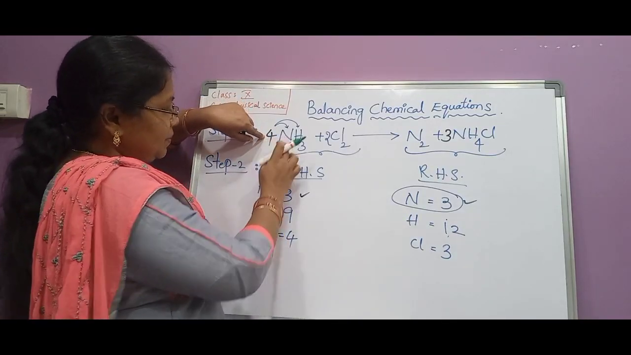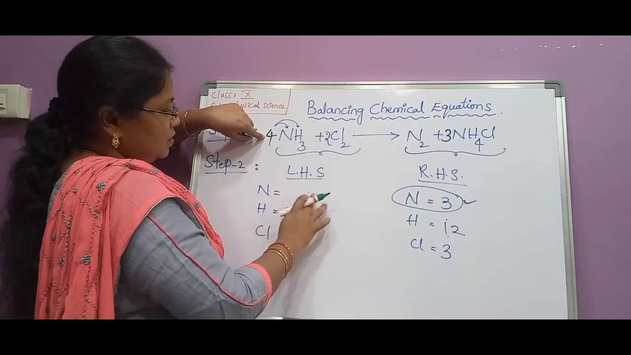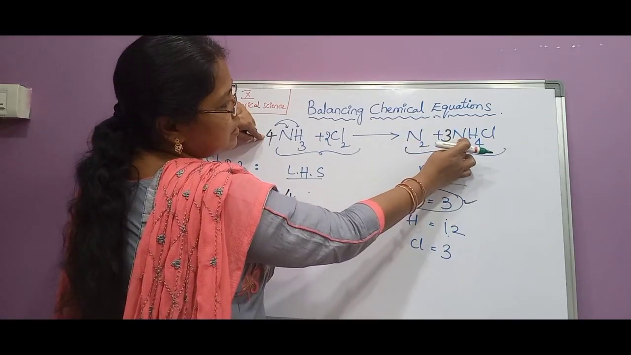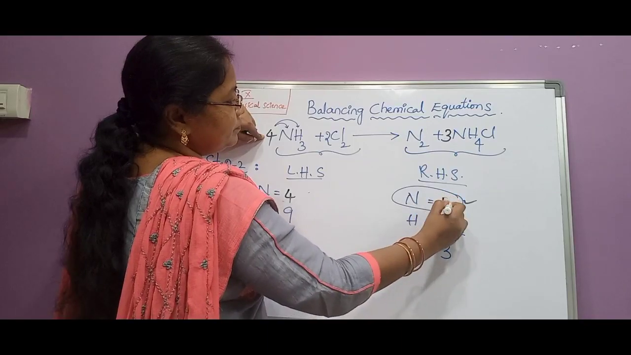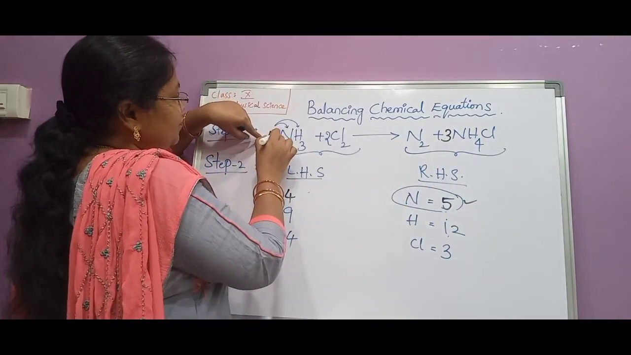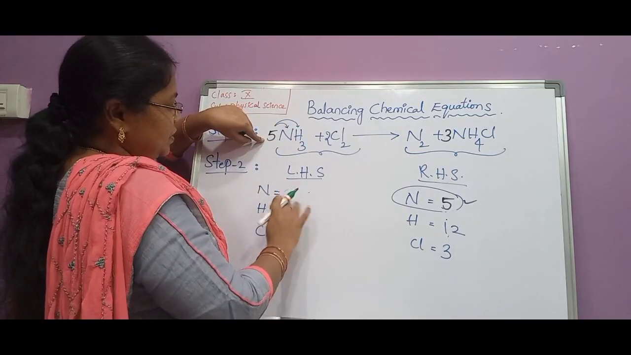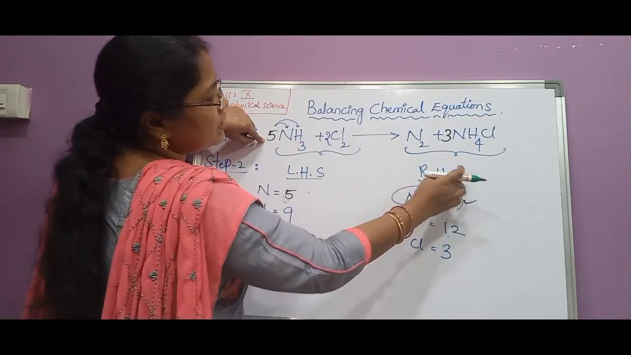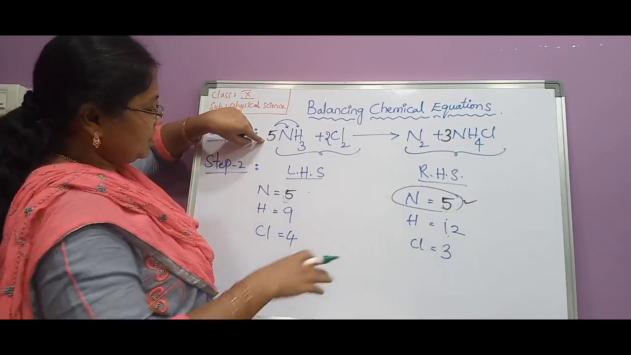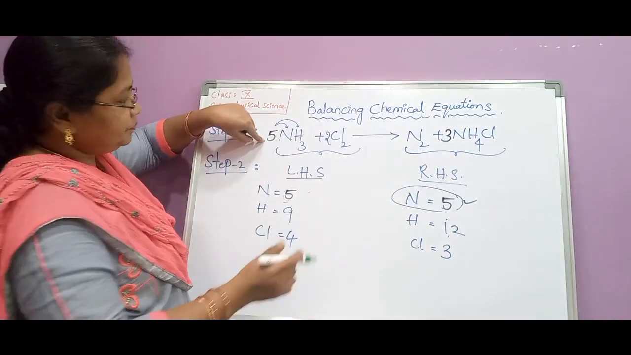When we go for 4 here, it becomes 4 nitrogen atoms. This side it becomes 4 nitrogen atoms. And the right side here, 2 nitrogens are there and 3 nitrogens are there. It becomes 5 here. Again, nitrogens are not balanced. So we need to go for the next number, that is 5. When we write 5 here, it becomes 5 nitrogens here. And this side, 2 nitrogens plus 3. Okay, nitrogens 5. But see, what about remaining elements?